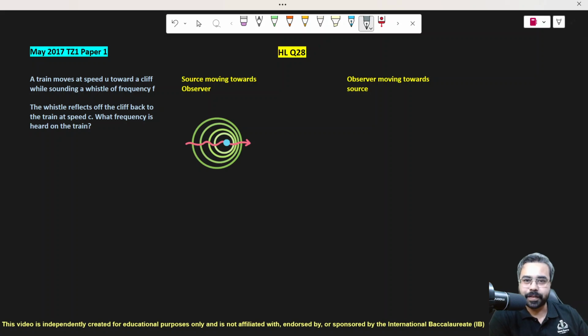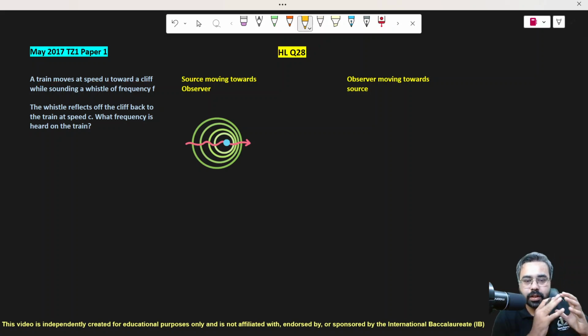Two Doppler shifts in a single echo. How do you find the frequency of the sound that catches up to the very train that made it? So this question is about the Doppler shift. What we see in the question is a train that is moving with a constant speed u towards a cliff that is stationary in front of it.